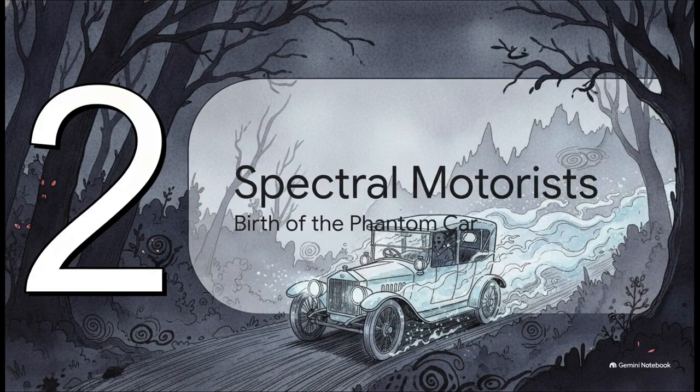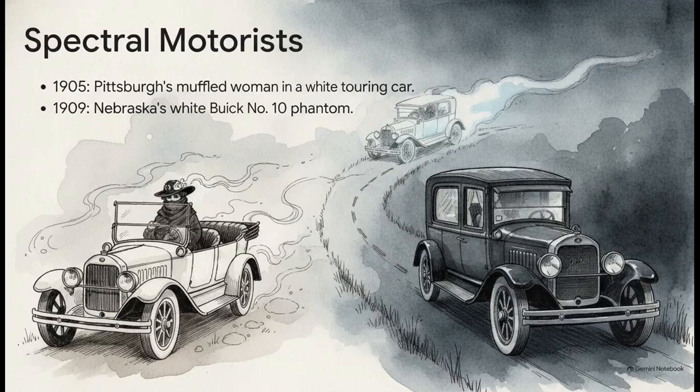Section 2. America's Spectral Motorists and the Birth of the Phantom Car. So, into this vast, dark, and incredibly quiet landscape, the automobile roars into existence, and with it, a brand new type of terror. For tight-knit communities used to the slow pace of horse-drawn carriages, the car was deeply unsettling. Strangers, or even criminals, could now appear out of absolutely nowhere, strike, and vanish into the night at unbelievable speeds. This intense rural anxiety very quickly warped into the fantastical.